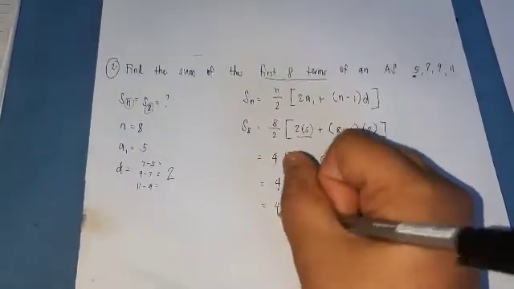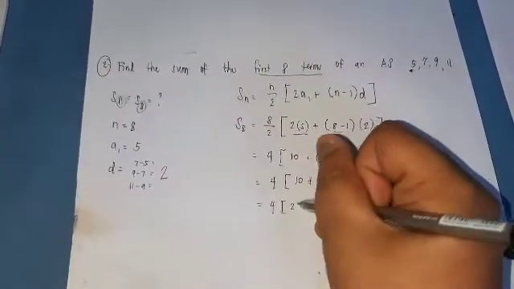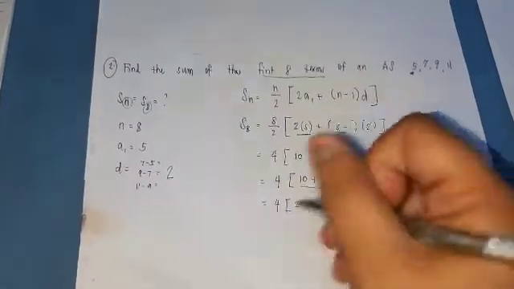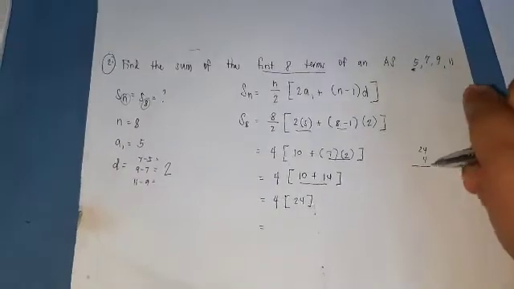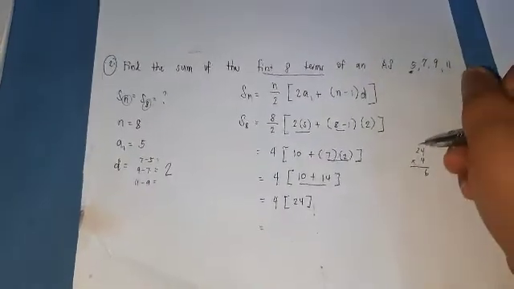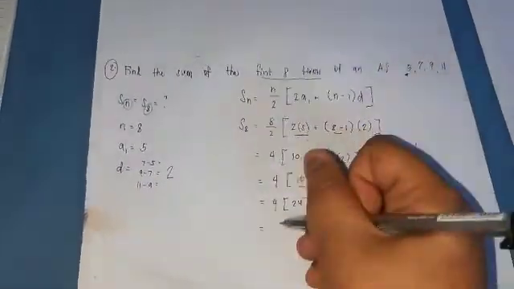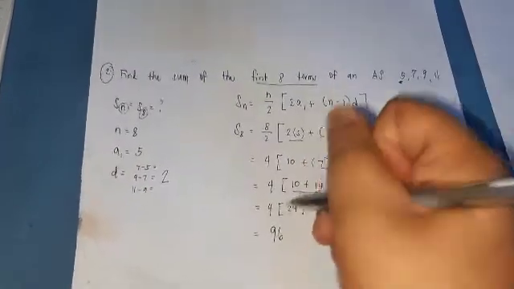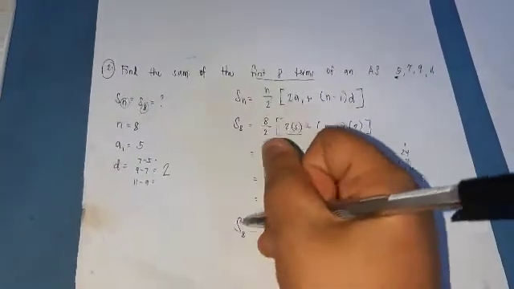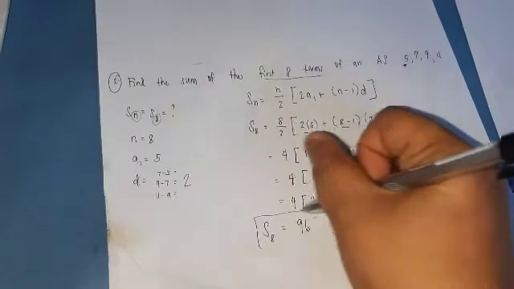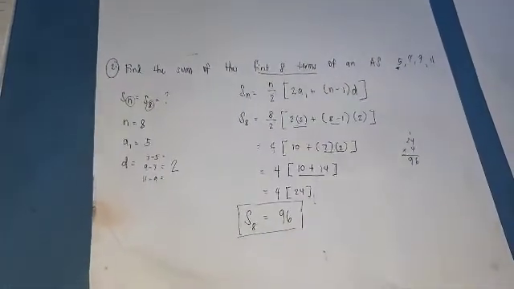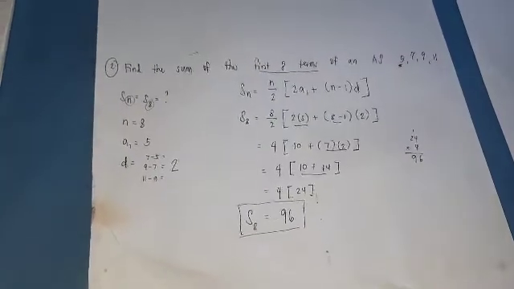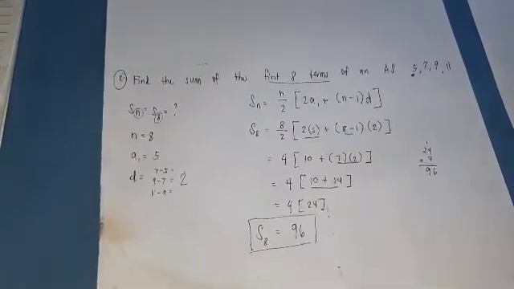And you're going to have 4 times 24. Just add. And 4 times 24, what will be the answer? You're going to have 16, carry 1, and you're going to have 96. This 96 is the sum of the first 8 terms of our given arithmetic sequence 5, 7, 9, and 11. Questions?